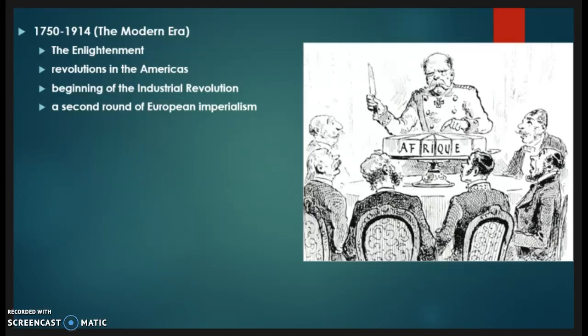After the early modern period, the world entered into the modern era, which lasted from 1750 to 1914. This era included the Enlightenment, revolutions in North and South America, the beginning of the Industrial Revolution, and the second round of European imperialism. This is the time in history when students are usually most familiar with the events that occur.